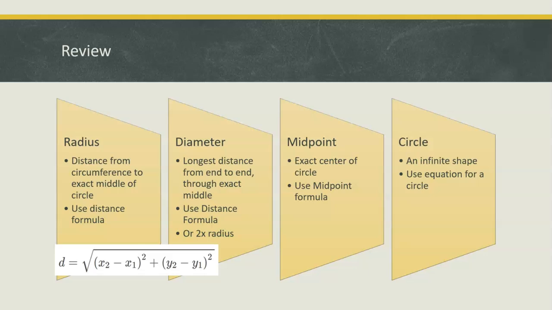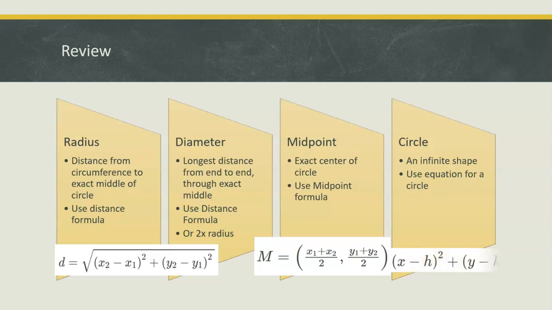If you have a line that goes through your circle but doesn't go through the midpoint, then that is not a diameter. That's known as a chord, but that's not something we're going to go over in this video. Something else that we need to review is the midpoint. It is the exact center of your circle, and you'd use the midpoint formula. And here it is for you. And your circle is an infinite shape. It is something that you would have to use the equation of a circle for, and here is your equation.